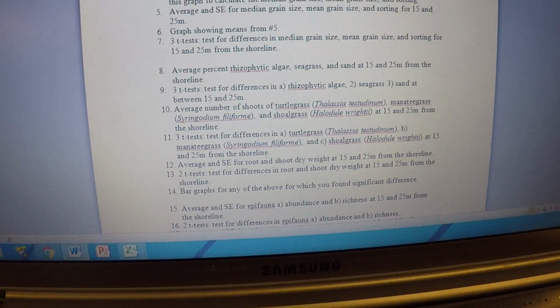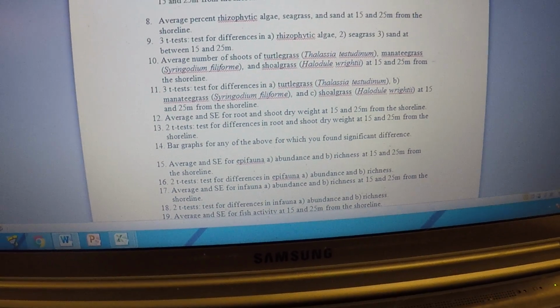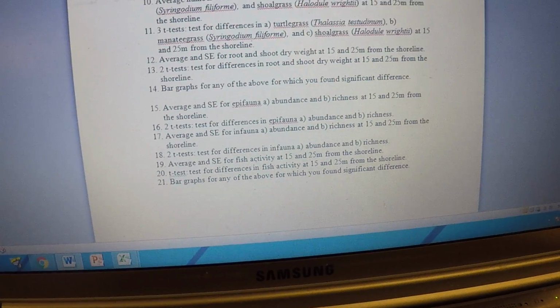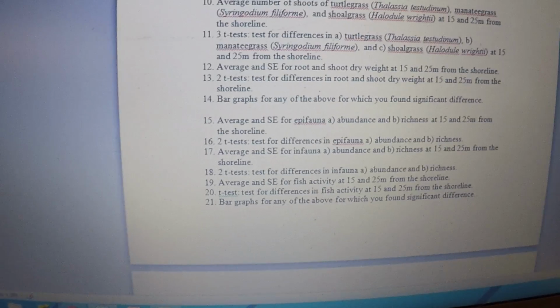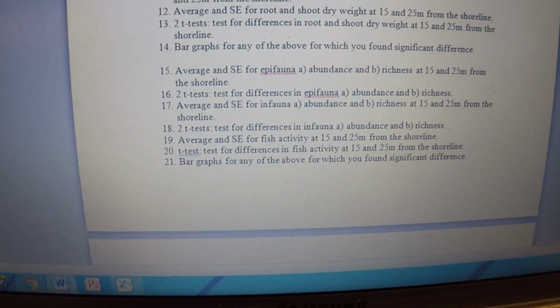Next, let's see. We only have 3 t-tests. For that one we have 2 t-tests. That's right. For the root and shoot, we have 2 t-tests. But now we're going to move on to the animals.